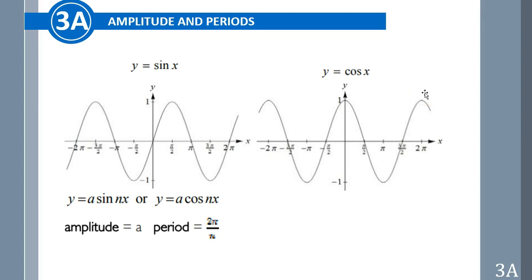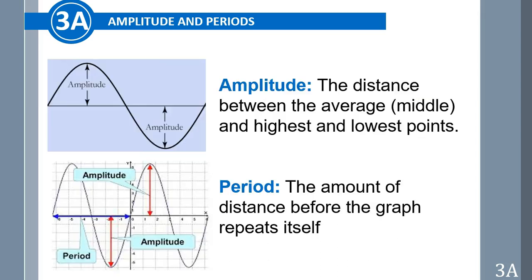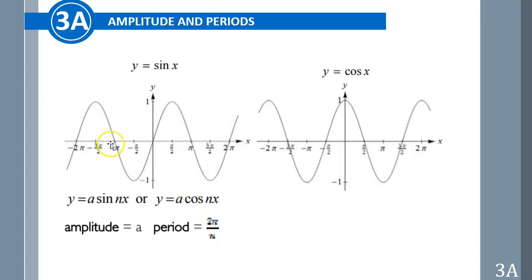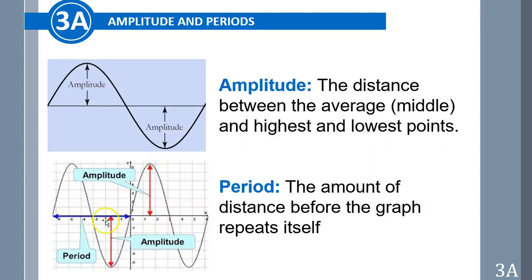So let's talk about these two things, amplitude and period. The amplitude is the distance between the average, which is the line in the middle, and the furthest point. Here you can see that the average is on the x-axis, or it's 0, and for these ones too it runs right through the middle. Here it goes from the middle to the highest point. Here it goes from the middle to the lowest point. So the amplitude tells us how far up and down it's going to go.